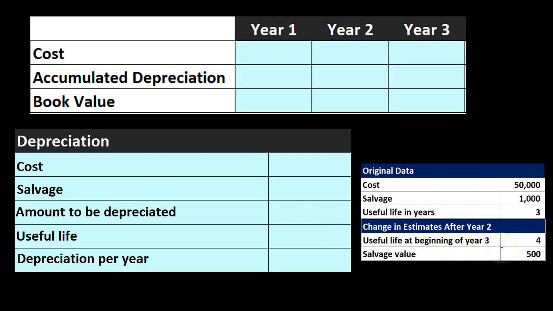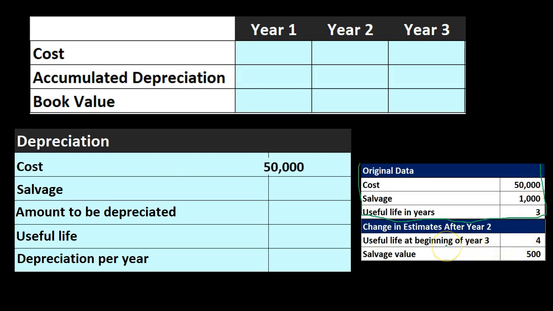We think the useful life at that point has 4 more years to go. So that's a change in estimate, and we believe the salvage value is going to change from 1,000 to 500 as that change takes place. What we'll do is use this original data to record the depreciation, and then we'll consider what that change will do when it happens at the end of 2 years.